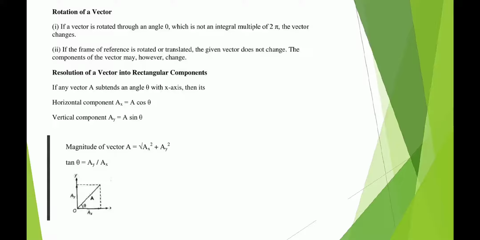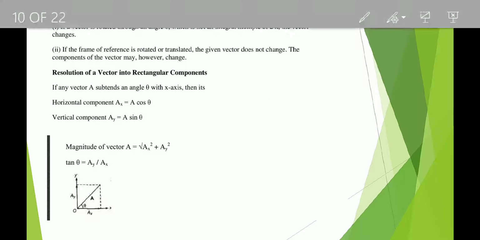Resolution of a vector into rectangular components. If any vector A makes an angle theta with the x-axis, then its horizontal component Ax is equal to A cos theta, and its vertical component Ay is equal to A sin theta. Magnitude of vectors.